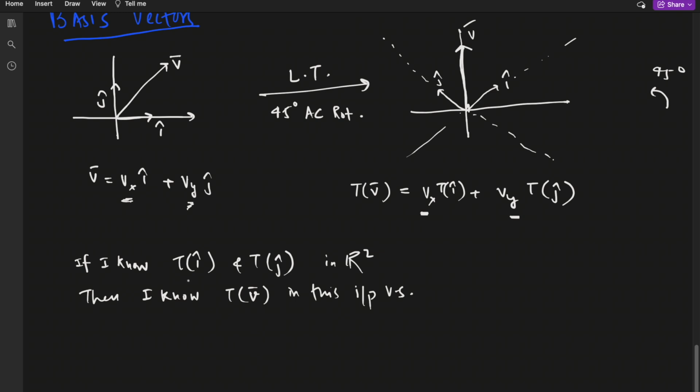All I need to know is these two values, T i hat and T j hat. That's all. Because if I know T i hat and T j hat, and you give me a vector, then I already know vx and vy. And I am saying that I also know T i hat and T j hat. So then I know the transformation of any vector. So to find the linear transformation of any vector, all I need to know is the linear transformation of the basis.